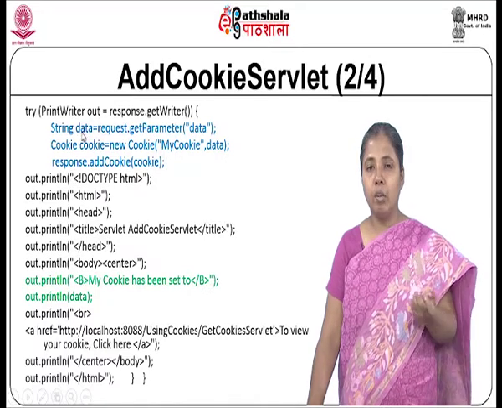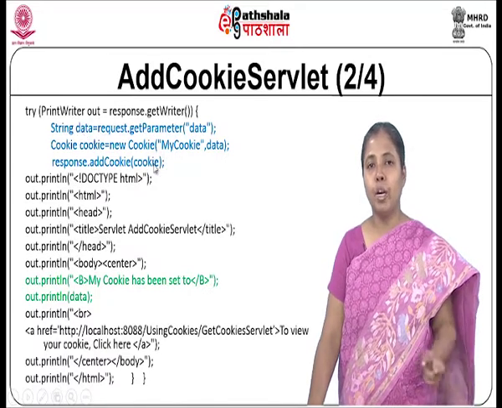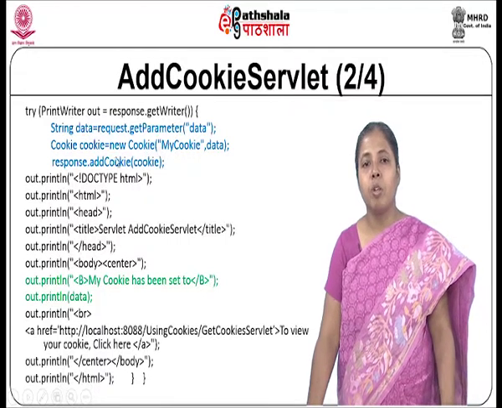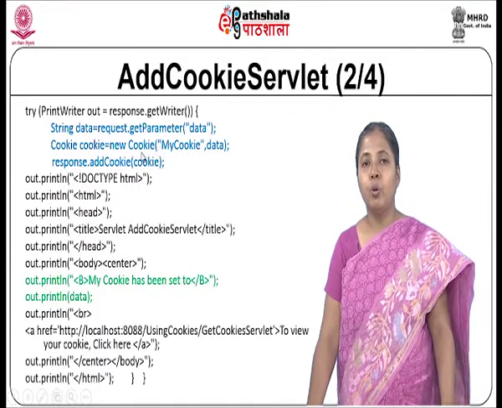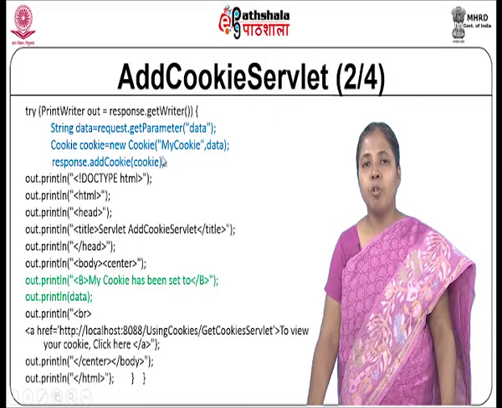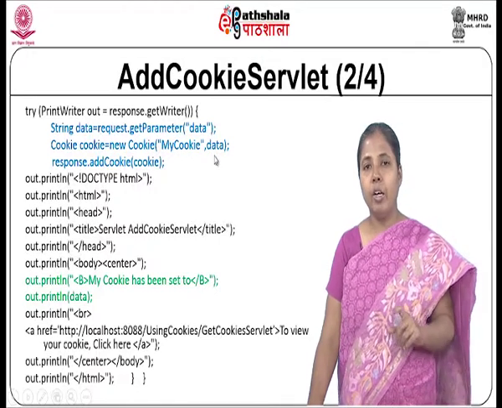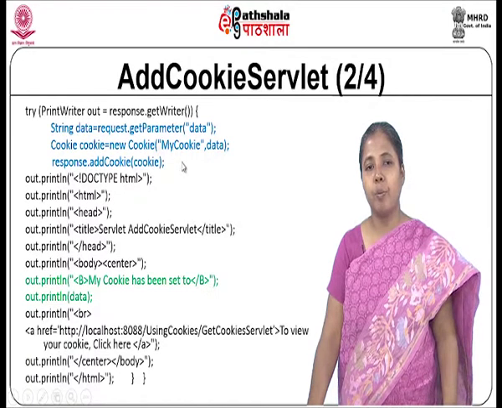And once you retrieve the data from the servlet, you want to create a cookie with this data. To create a cookie, you use a constructor of the Cookie class. So, you create a new Cookie object and give the name of the cookie as myCookie, which is a string, you can give any name, and the value you want to store in this cookie is data. Whatever you have entered in the text box is now stored as a cookie.